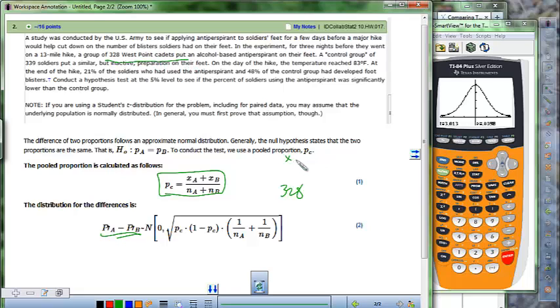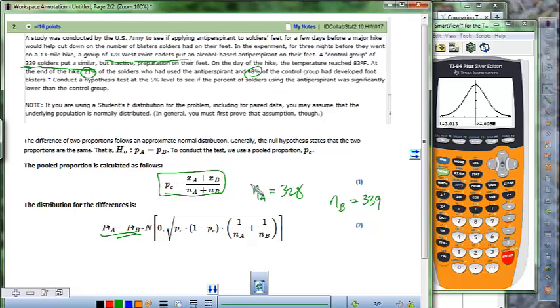Now let's call that one for the population A, the first population. And the control group of 339 soldiers put a similar, but there's no active antiperspirants there, so let's call that NB. And there's 339 soldiers. Now in this particular problem, they gave us 21% and 48% had developed athlete's foot.